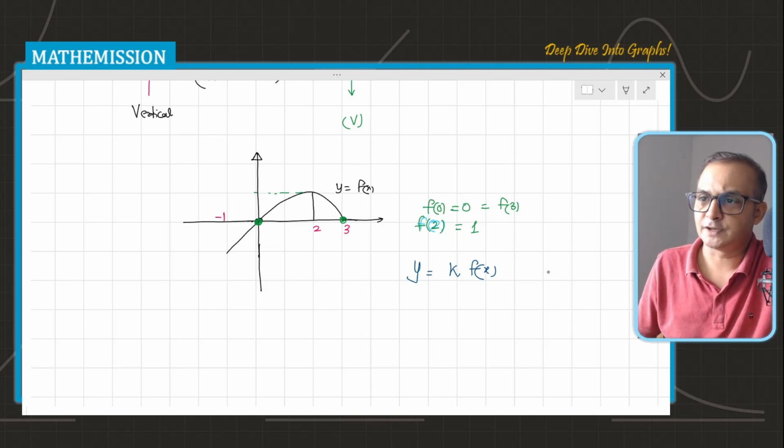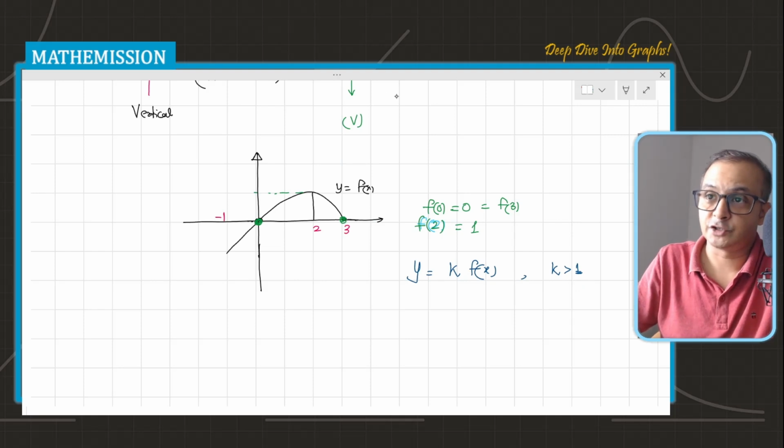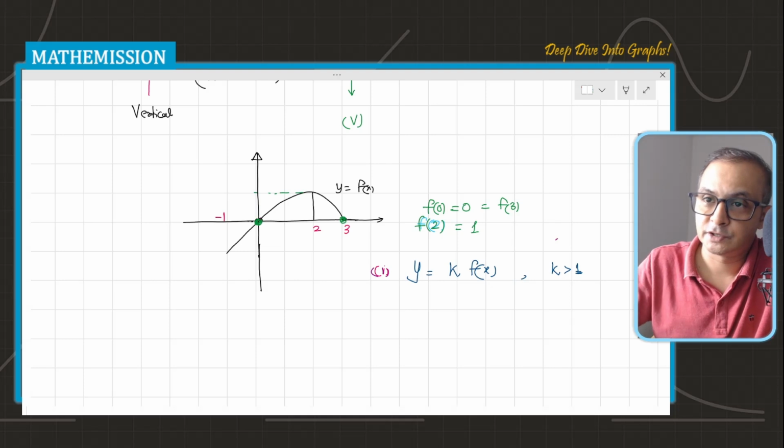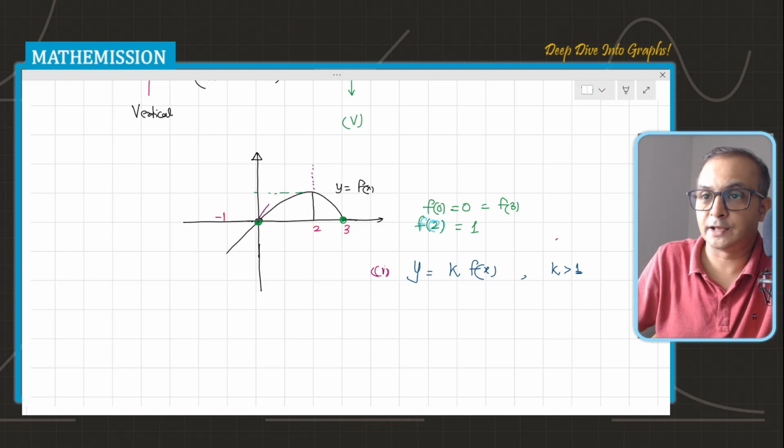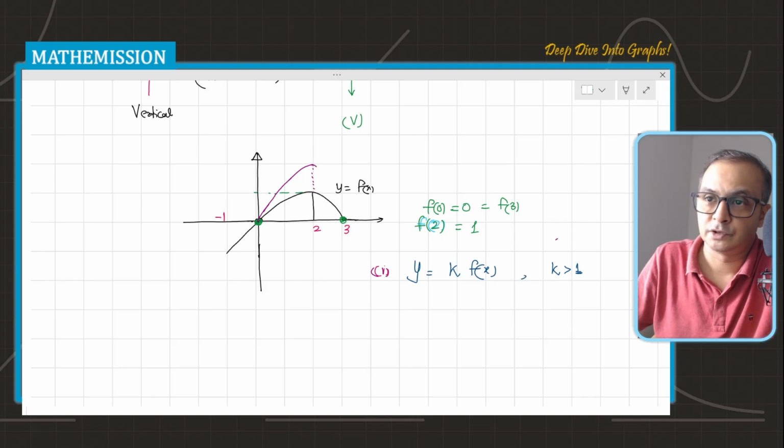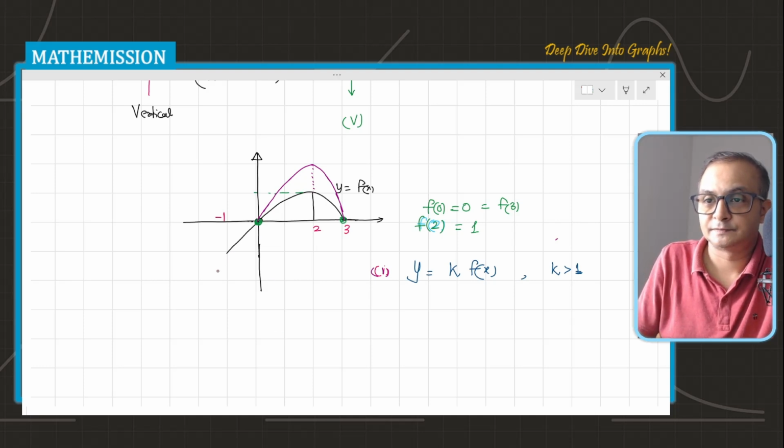So let's first assume that the value of k is greater than 1. I'm drawing the graph of the function for this first scenario, when k is greater than 1, in a different color. At 0 there is no such change, but at 2 it will go to k units. It will go like this, but at 3 again it has to come down, so it will come to the same point at 3.